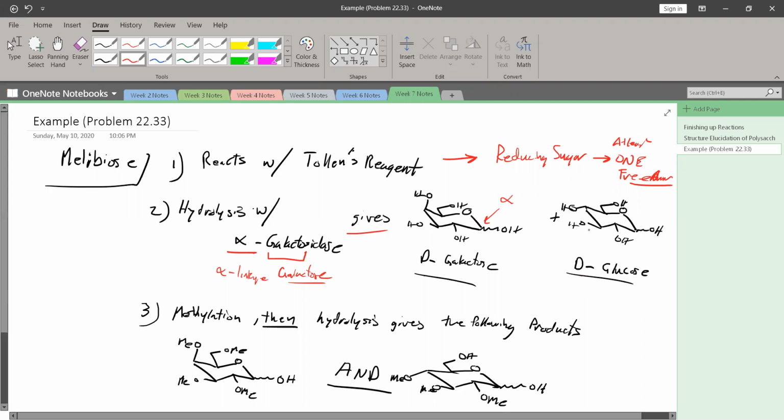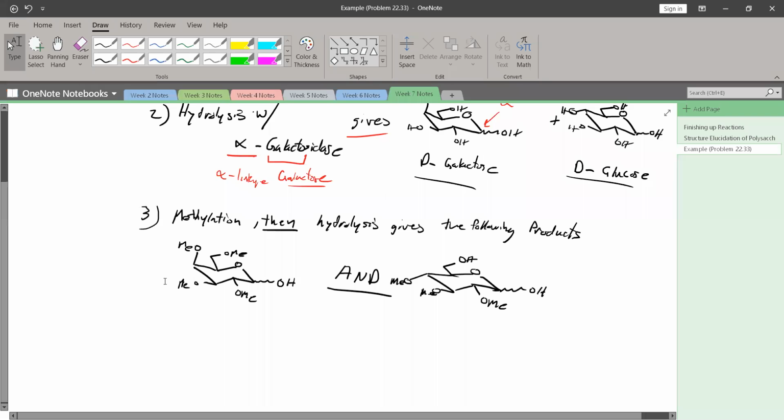All right. So then the last step is we first do the methylation. Methylate all the free OHs in our original molecule. And then we hydrolyze it, giving us the following products. Okay, so we get this galactose. So this is some kind of tetramethyl galactose. And in this case, this is just a trimethyl glucose.